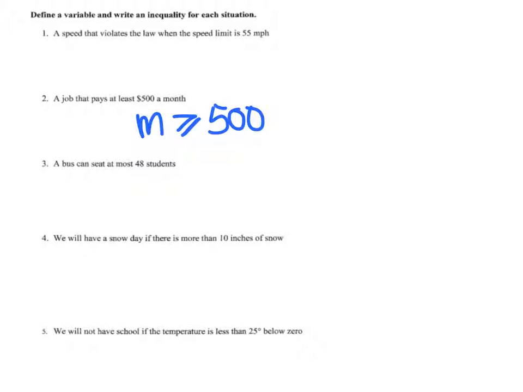Number 3 says a bus can seat at most 48 students. So again, pick a variable. I'll just do an X. Okay. So the bus can seat at most 48 students. So 48 is an important number.